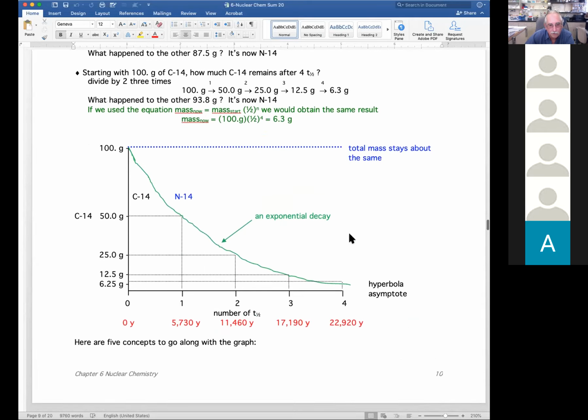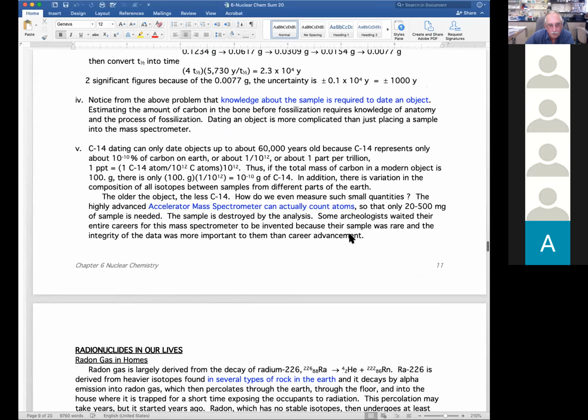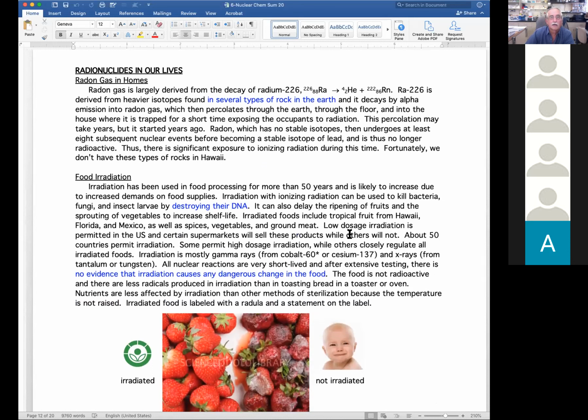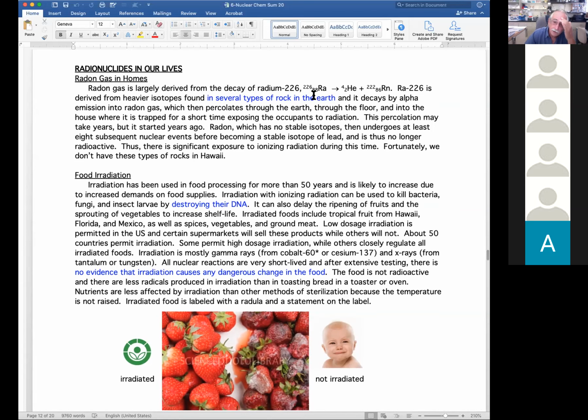Okay, so what about in our lives? Well, in certain parts of the mainland, they do have a problem with radioactive radon gas coming into people's houses. It comes from the decay of radium that's in the rock below where they're living. So radium will spontaneously decompose by giving off alpha radiation, and then it turns into radon gas.